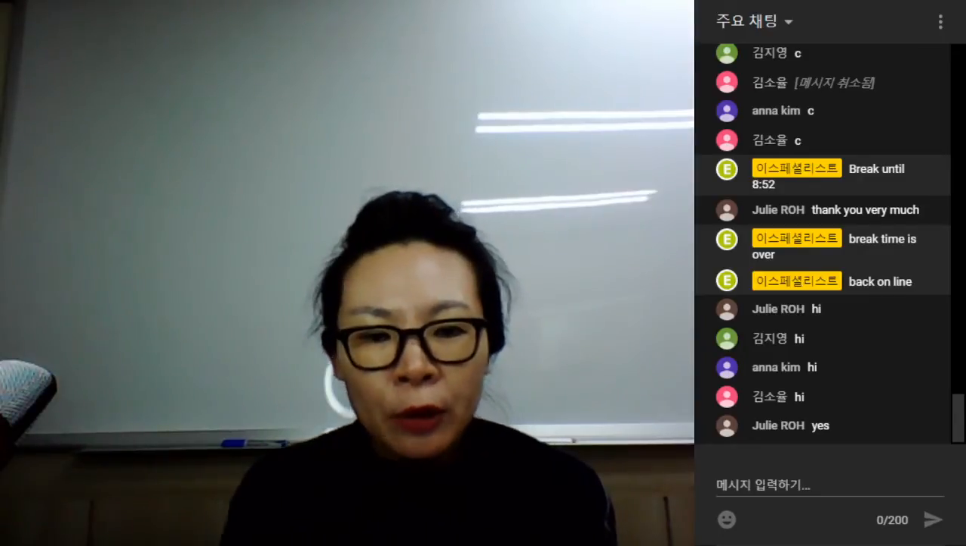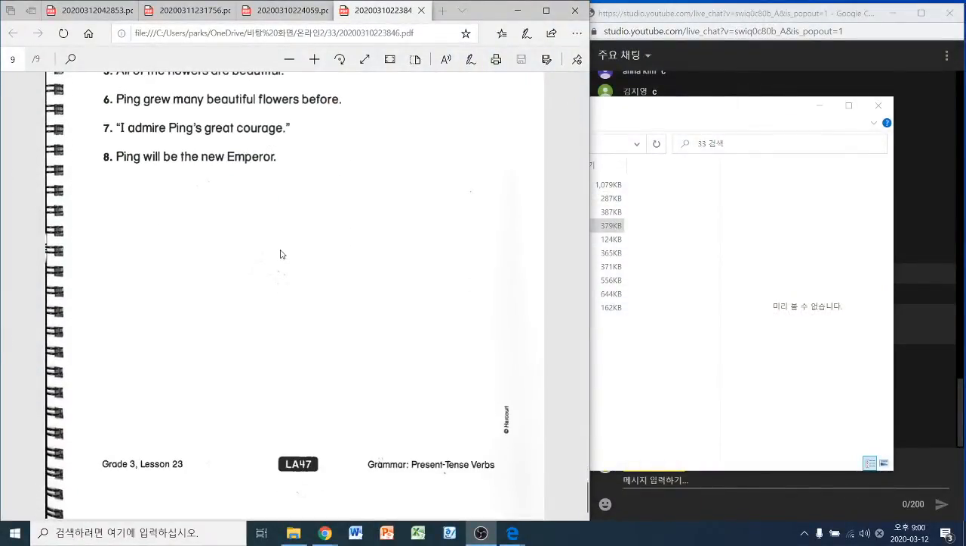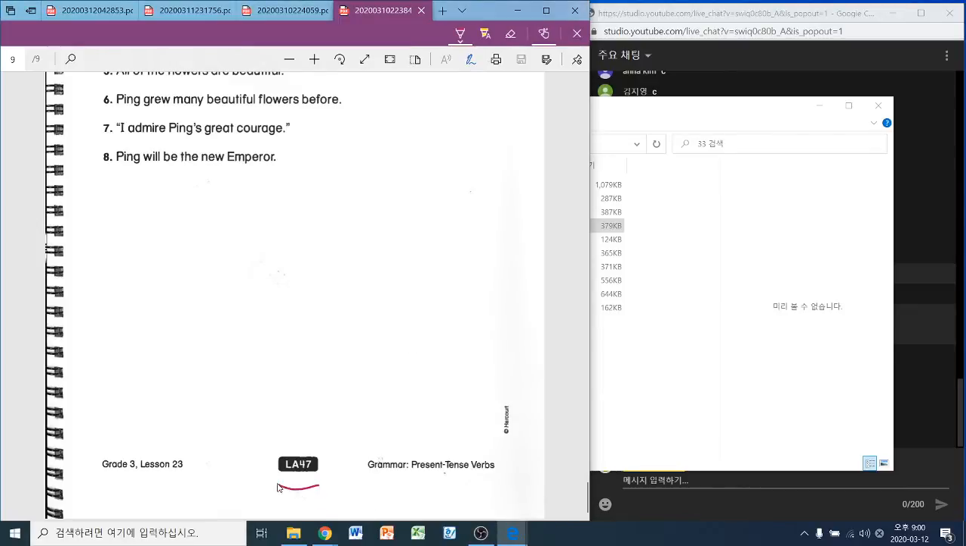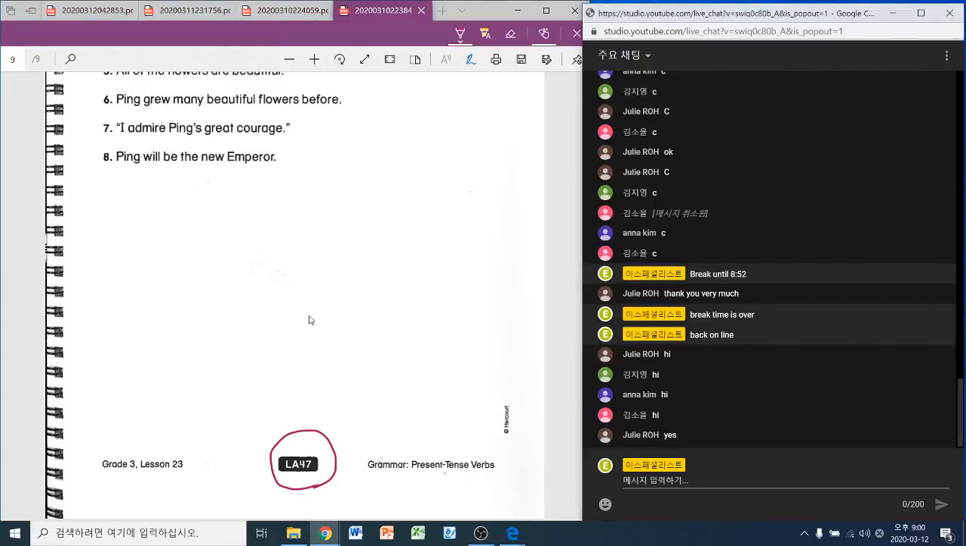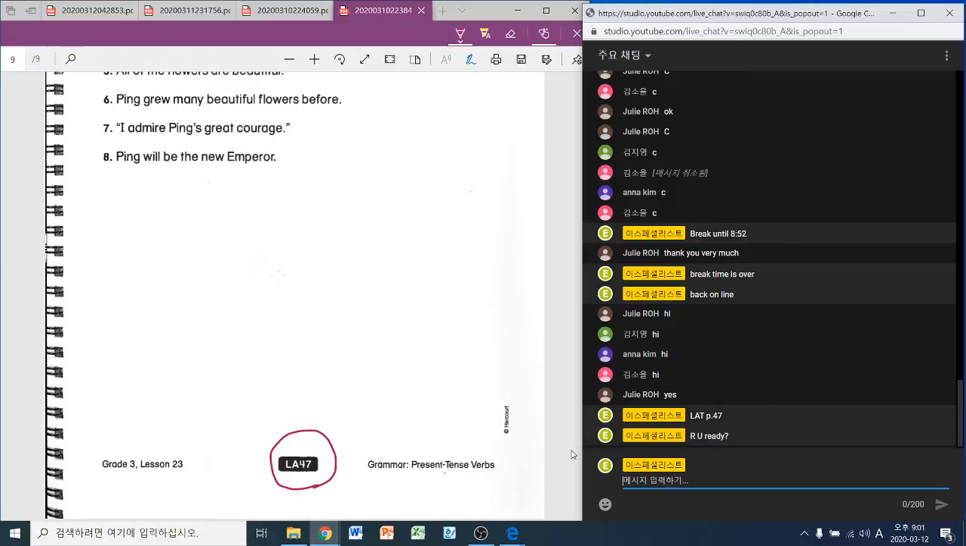Okay, here. Okay, everybody get your LAT book. Get your LAT book, please. Okay, LAT book page 47. We need a LAT book page 47 right now. 47, please. We need LAT book page 47. Ready, everybody? Are you ready?